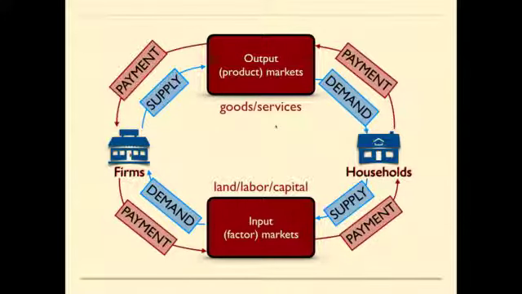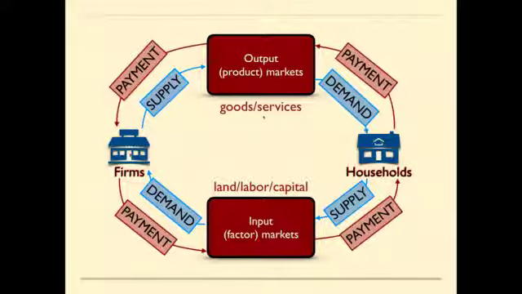And you can see why it's being referred to as the circular flow diagram, because households and firms interact in two separate markets, the output or product markets and the input or factor markets. And as you can see, the flow itself is circular. Supply and demand is circular. Supply of land, labor, and capital is moving from households into the land, labor, and capital or input markets and demanded by firms. And those firms provide payments to households, and the mechanism that coordinates that is the input or factor markets.